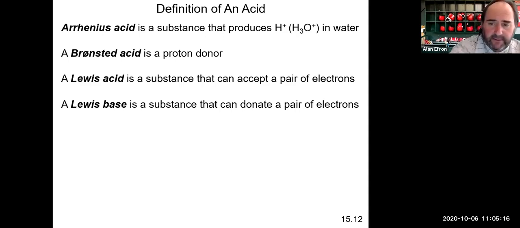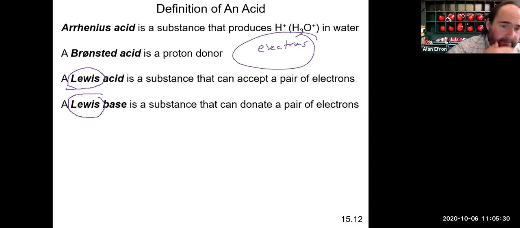So our good friend Lewis, and when we think about Lewis, we think about perhaps Lewis structures. And when we think about Lewis structures, we think about our good friends, the electrons. So Lewis came up with a definition of acids and bases that surprisingly enough involves electrons. A Lewis acid is something that can accept a pair of electrons, while a Lewis base is something that can donate a pair of electrons.